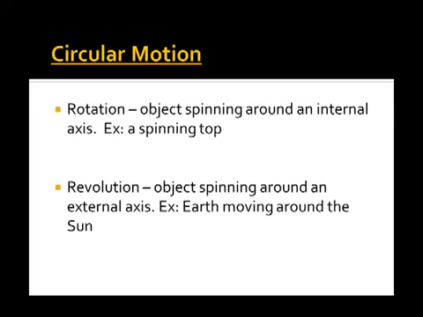If you go to revolution, that's an object that's spinning around an external axis, so it's moving around it. The example here is the Earth moving around the Sun. It's moving around a point that is not at its center. The center of the circular motion it makes is actually at the Sun. So that's really the only difference between rotation and revolution, whether the axis is inside or outside of the object. The axis is just the point that it spins along.